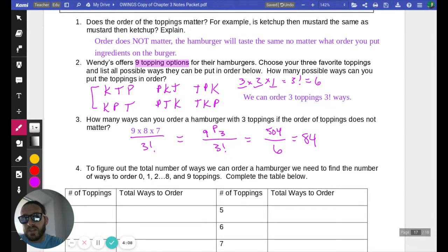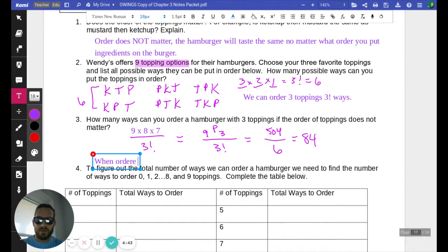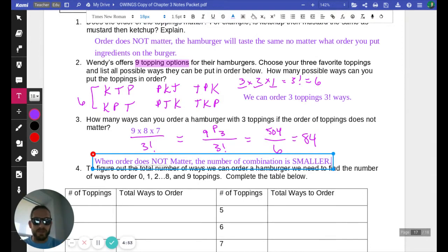And it's not just these 6 here. It's the 6 that come from toppings A, B, and C, the 6 that come from toppings D, E, and F, the 6 from toppings B, D, and F, etc. So all those different variations of the 3 toppings, we're eliminating the 6 combinations that are the same grouping of those toppings. When order does not matter, the number of combinations that we're going to have is smaller because we're eliminating all of those repeated ways.